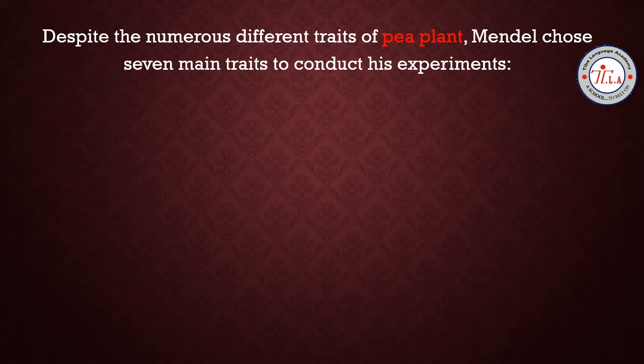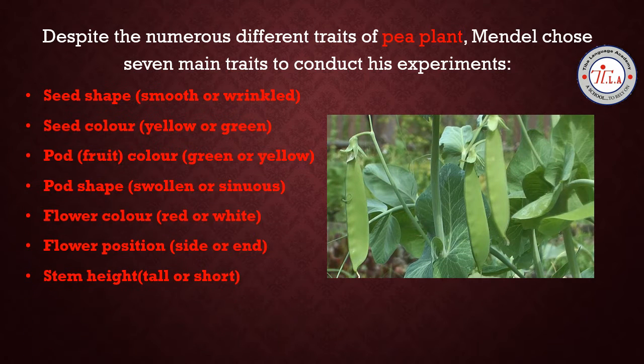Despite the numerous different traits of pea plant, Mendel chose 7 main traits to conduct his experiments. Seed shape, smooth or wrinkled. Seed color, yellow or green. Pod or fruit color, green or yellow. Pod shape, swollen or sinuous.